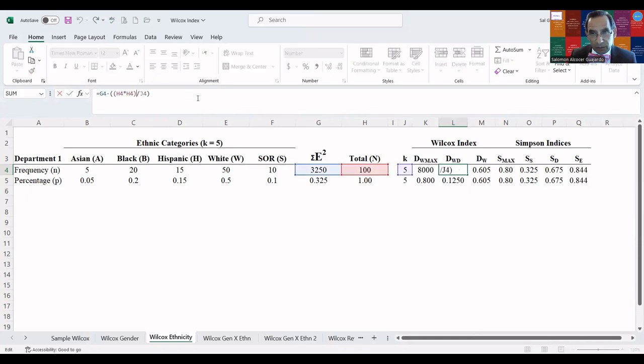To obtain the Wilcox concentration or similarity score for ethnicity, I'm going to take the sum of the frequency squared, which is 3250. I'm going to subtract that from the total number of individuals in the organization squared. So that's 100 times 100 divided by k, which is the groups. So in this case, it's going to be J4, which is 5. So it's going to be 100 times 100 divided by 5. I'm going to subtract that from G4, which is 3250.